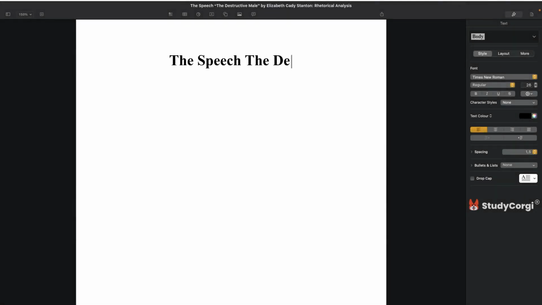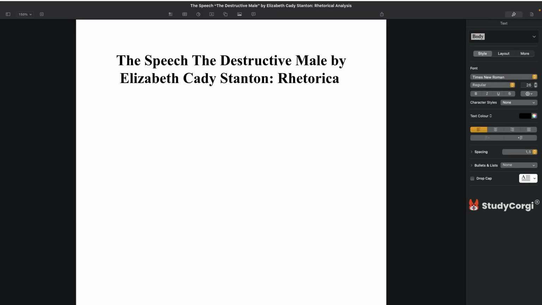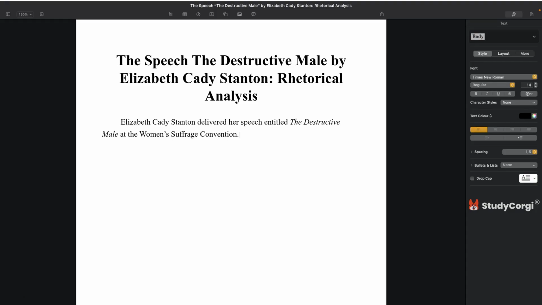The Speech The Destructive Male by Elizabeth Cady Stanton, Rhetorical Analysis. Elizabeth Cady Stanton delivered her speech entitled The Destructive Male at the Women's Suffrage Convention. Hence, it was part of a larger political debate about whether women should be granted the right to vote.